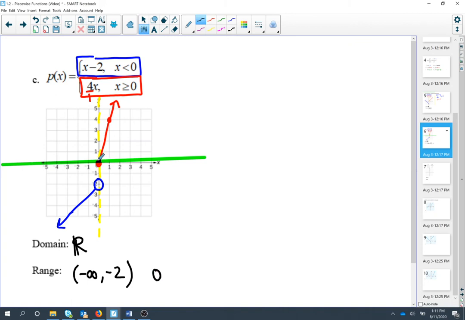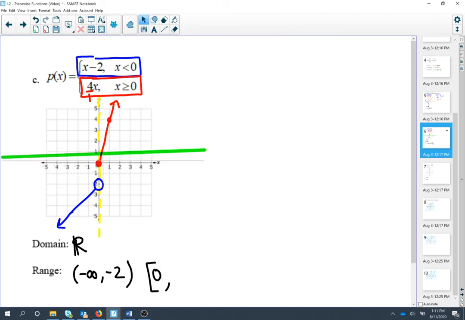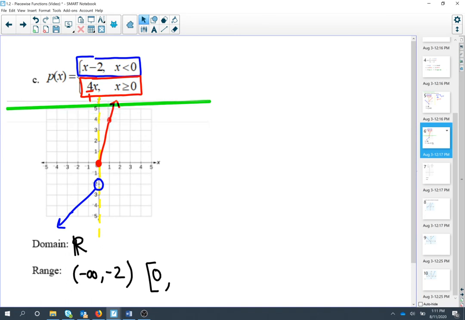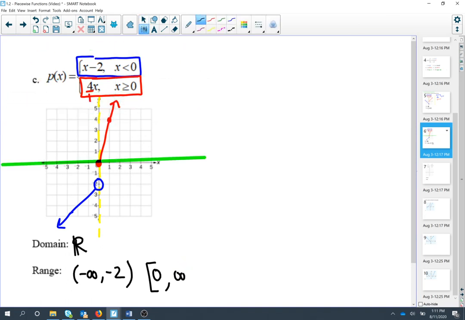Now, on the 0, closed dot, we're going to use a bracket. And then from 0, we're touching the red, we have an arrow. So we're going to go up to infinity. So this kind of says, okay, well, my range is the blue graph down here, and my range is also the red graph up here. And then if I want the whole thing, we connect them with a union, meaning all of those values are in the range.